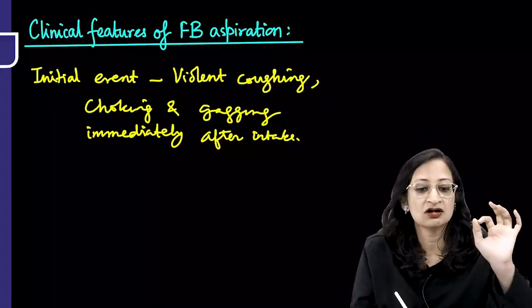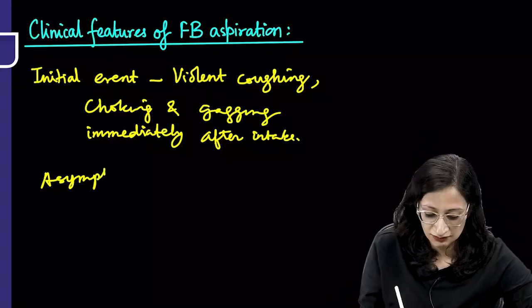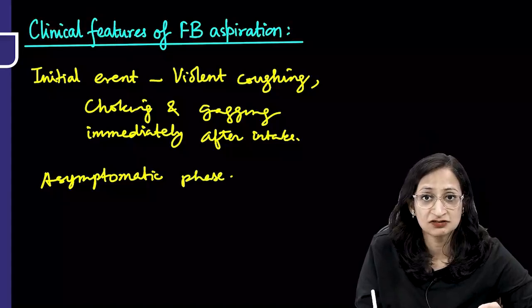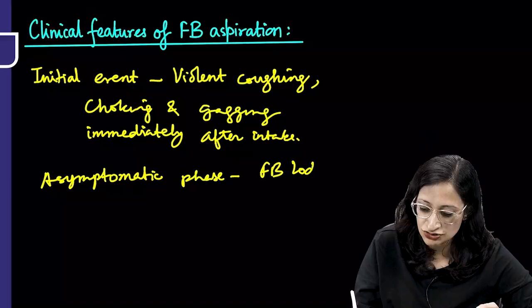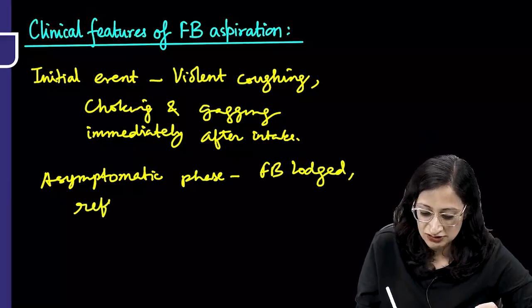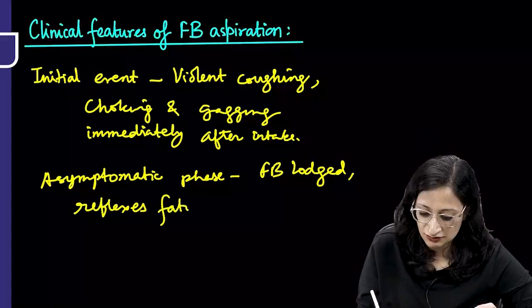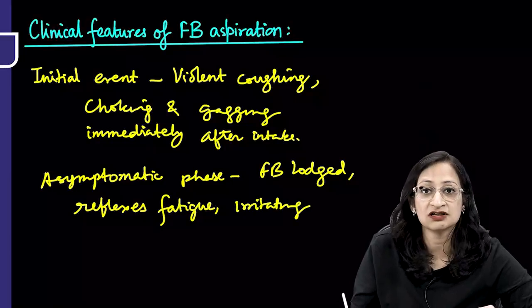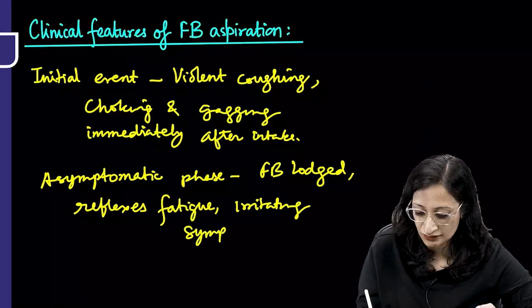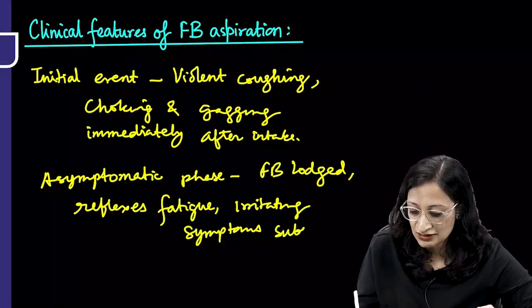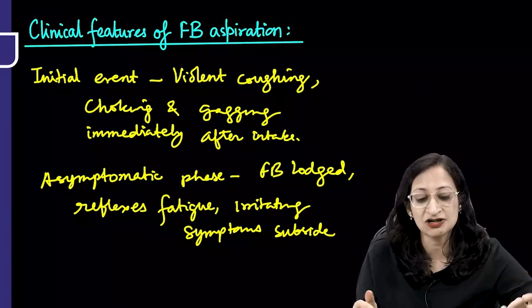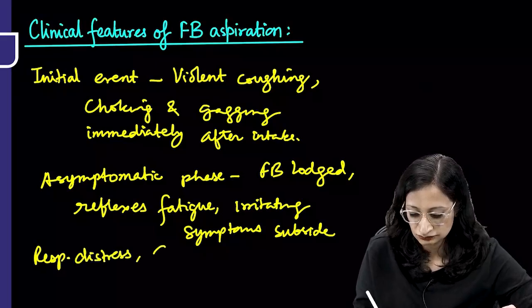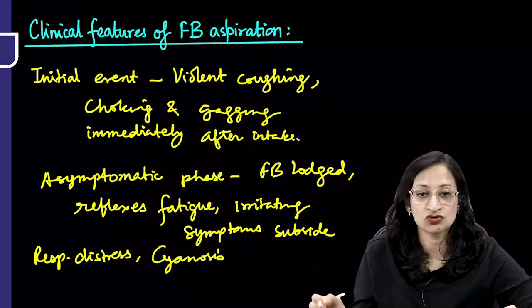So, there is an asymptomatic phase when the foreign body gets lodged, reflexes fatigue, and the irritating symptoms subside. But the child can continue to have respiratory distress, cyanosis, and so on.